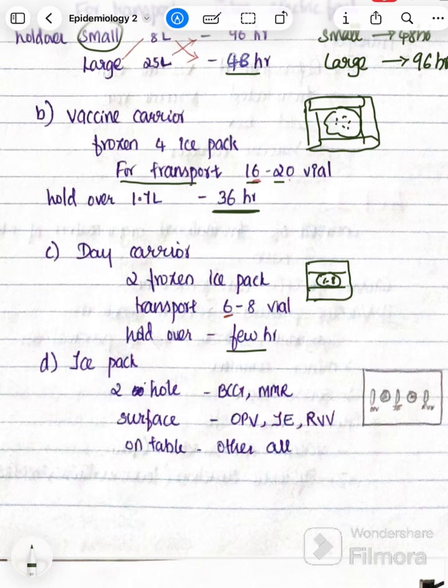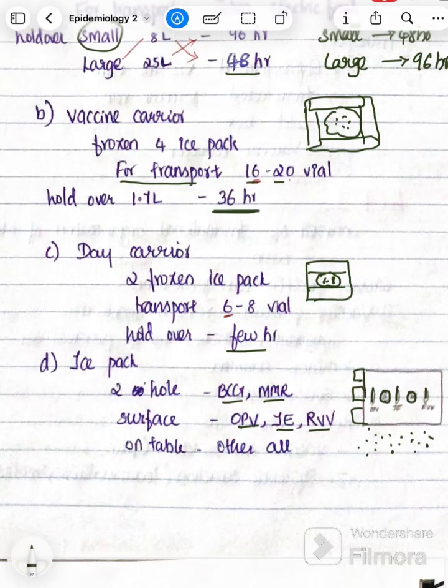Now, ice packs, the vaccine session site will be having ice pack. So we'll be removing one ice pack from here, and we'll be keeping the ice pack. So there are 2 holes in the ice pack. So heat sensitive and light sensitive vaccine, that is BCG and MMR, amber color bottle it will be there. So we are going to keep those 2 vaccines in the holes which is there in the ice pack. Other heat sensitive vaccines like OPV, JE and rotaviral vaccine, we are going to keep it over the ice pack, and other heat resistant vaccine we can keep it in the tables only.